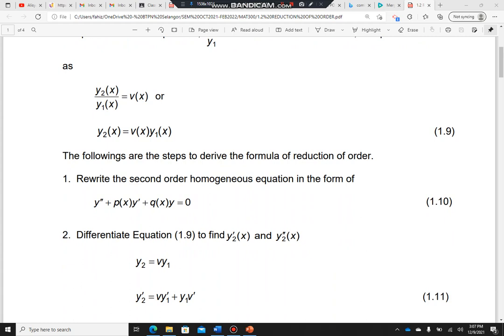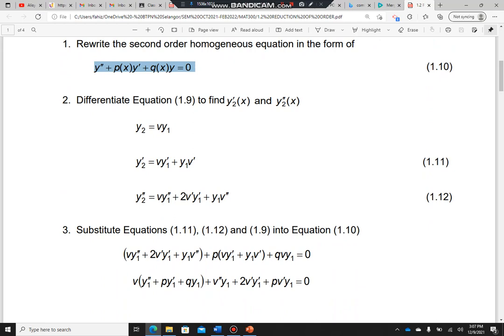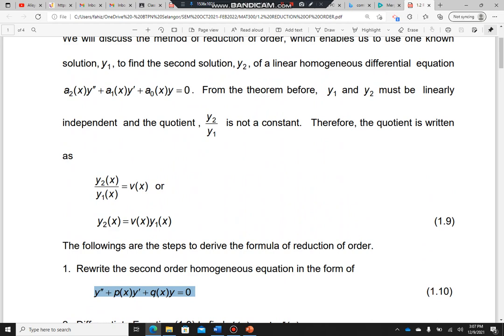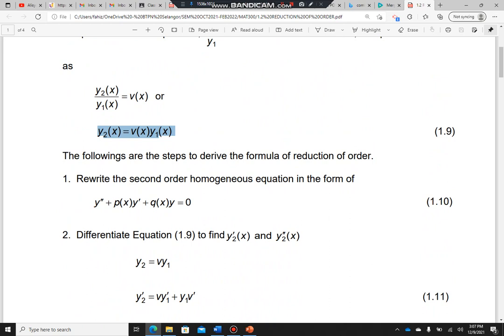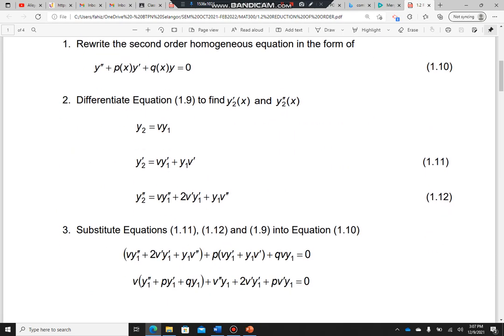First, rewrite the second order homogeneous equation in the form of y'' + p(x)y' + q(x)y = 0. So first, kita tulis dalam bentuk linear order homogeneous equation. Next, differentiate equation 1.9 to find y' and y''. So from 1.9 here, we can differentiate. Equation 1.9 is y = y2 = v y1. So we find the first and second derivative, which means that we need to differentiate.